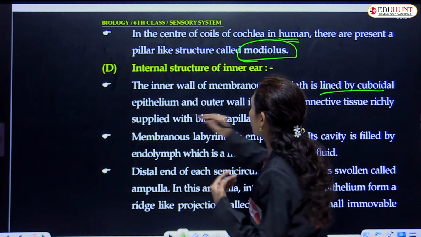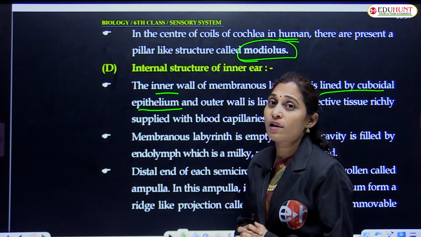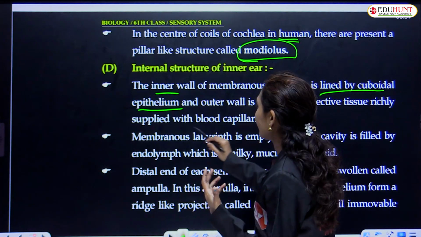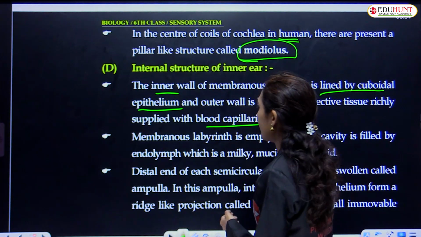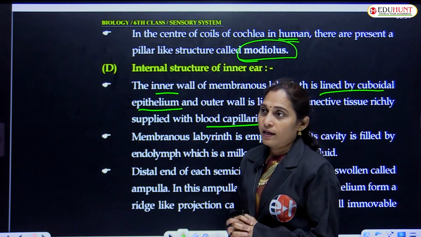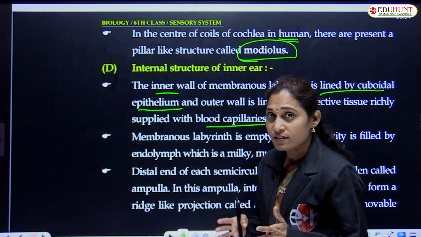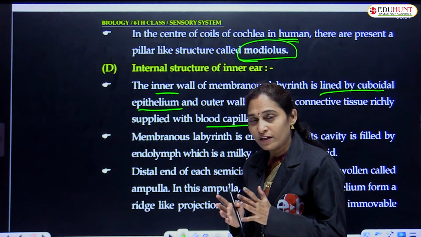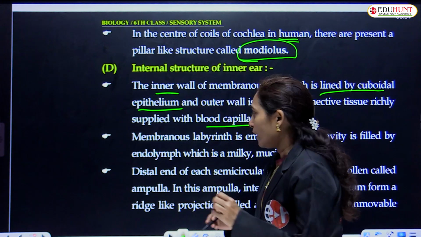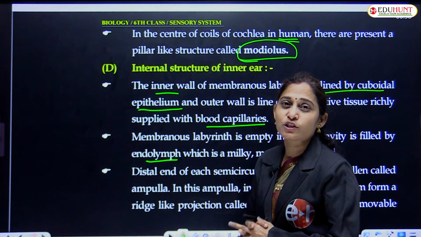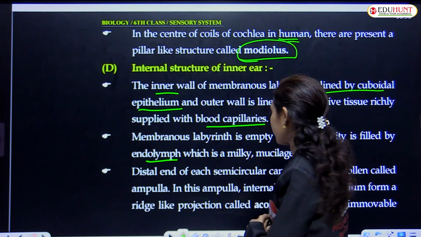It is lined by cuboidal epithelium, the inner wall, and the outer wall has the connective tissue supplied with blood capillaries. And then the membranous labyrinth is empty inside, and it is filled with a fluid called the endolymph, which is a milky mucilaginous liquid-like structure.